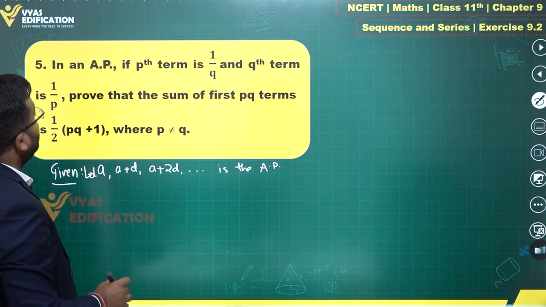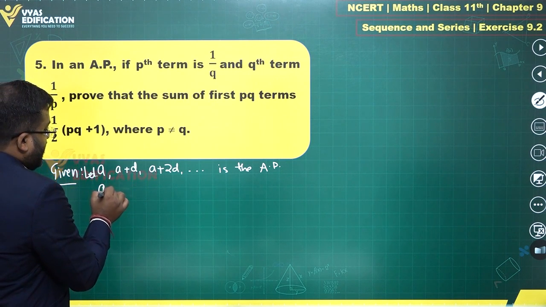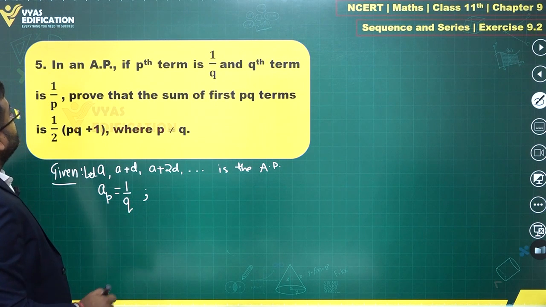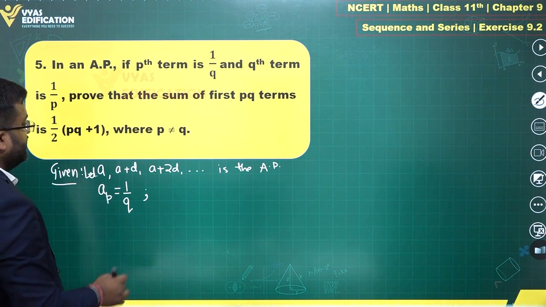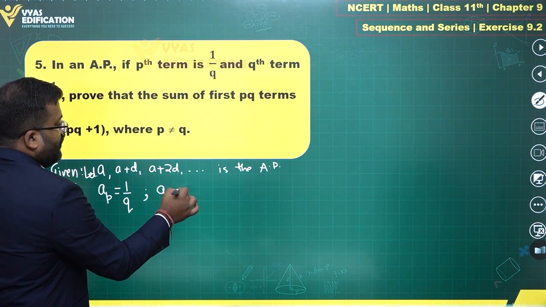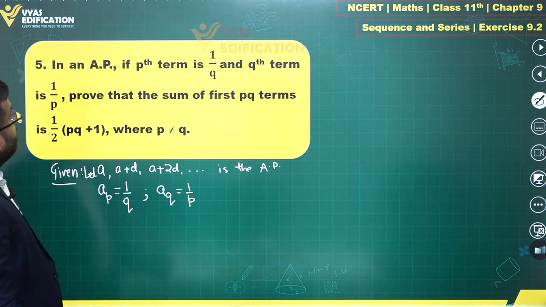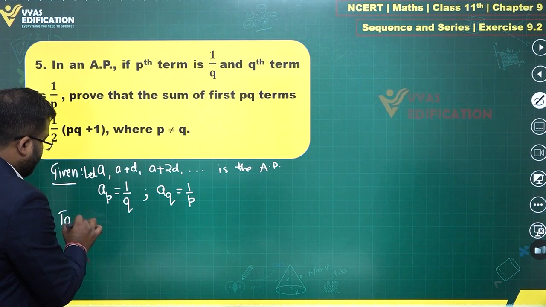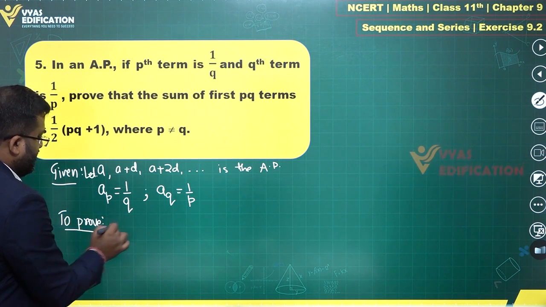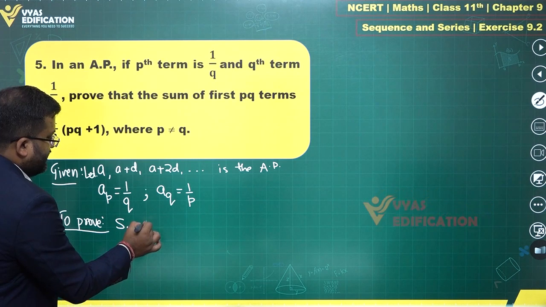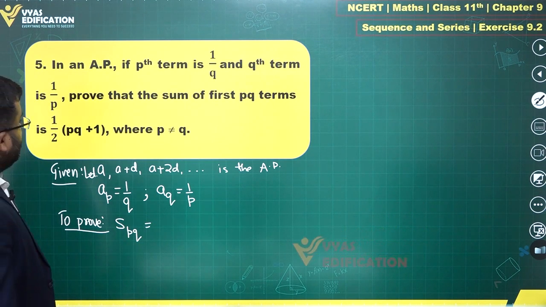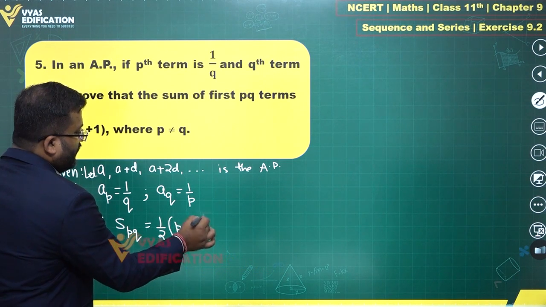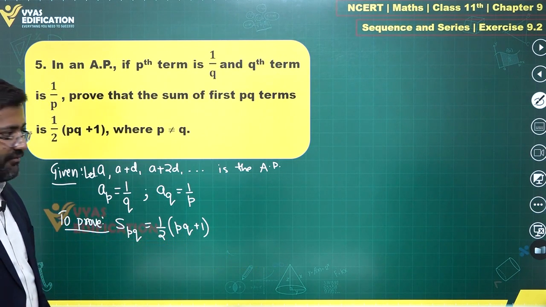It is given that pth term is 1 by q. Ap, which is the pth term, is 1 by q. It is also given that qth term, which is Aq, is equal to 1 by p. Prove that the sum of first pq terms. To prove: the sum of first pq terms, Spq, is equal to 1 by 2 times (pq plus 1). This is what we are interested in, right?